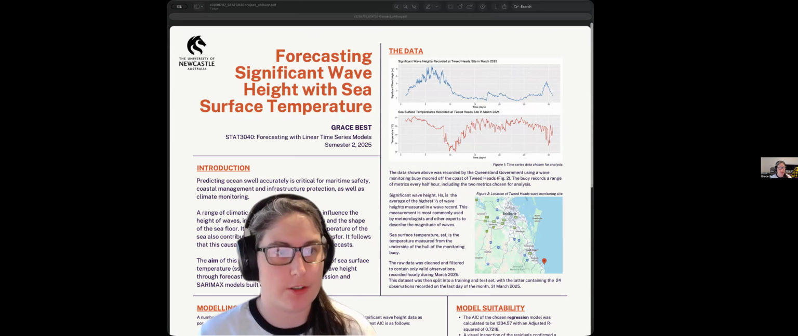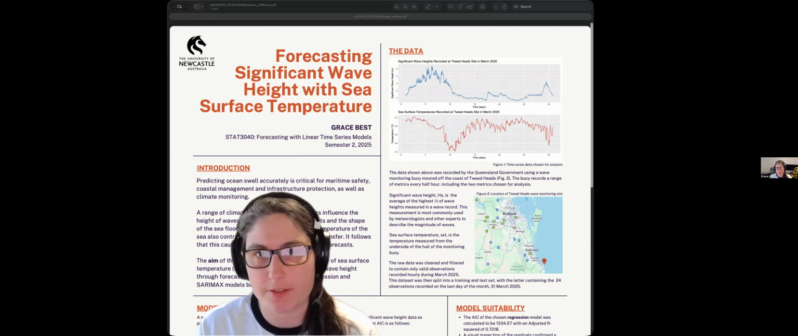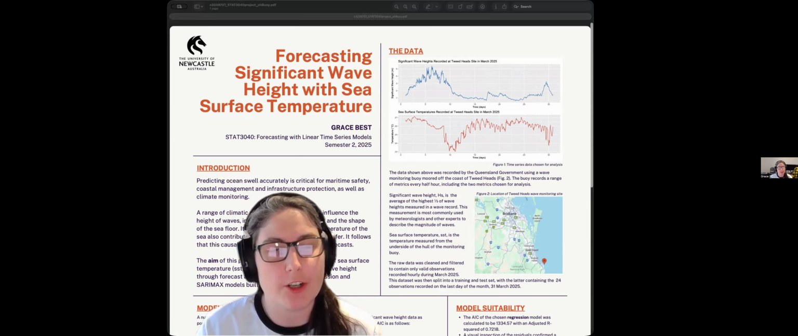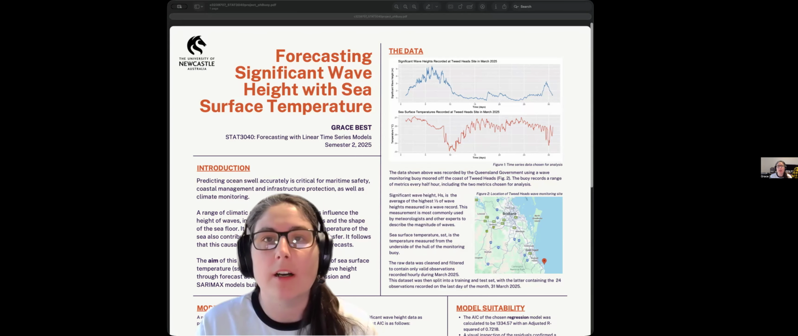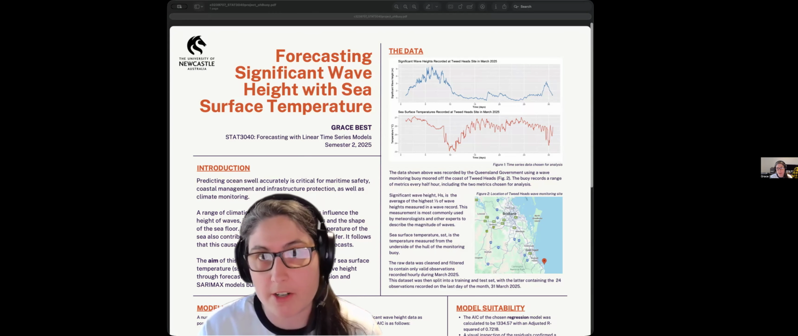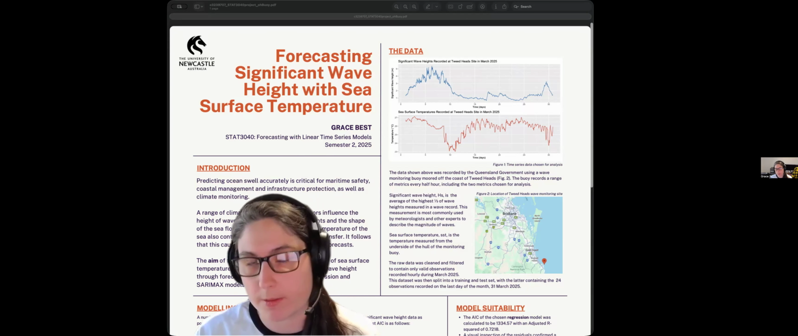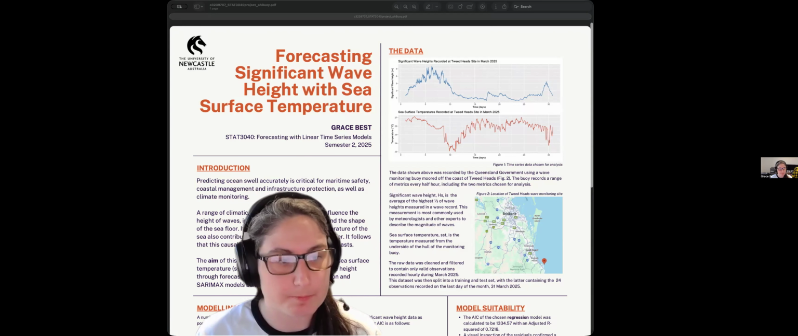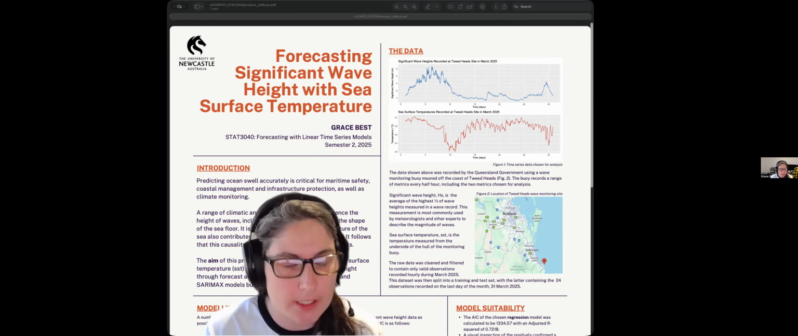The topic that I chose to explore was forecasting significant wave height with sea surface temperatures. I chose this because accurate predictions of swell are really critical for maritime safety, for climate monitoring, and coastal management, as well as a few other reasons. I was able to perform this analysis using data that I obtained from the Queensland government.